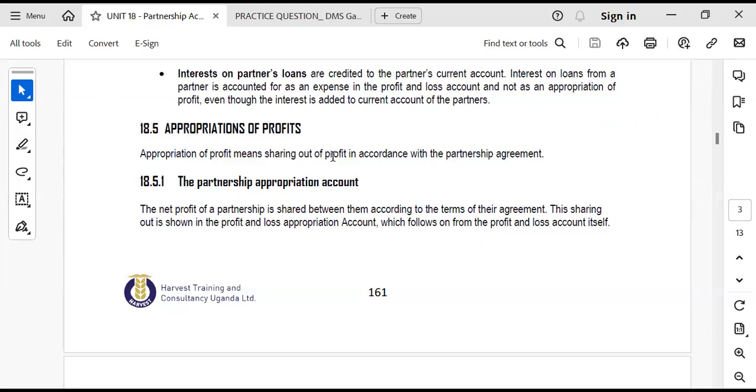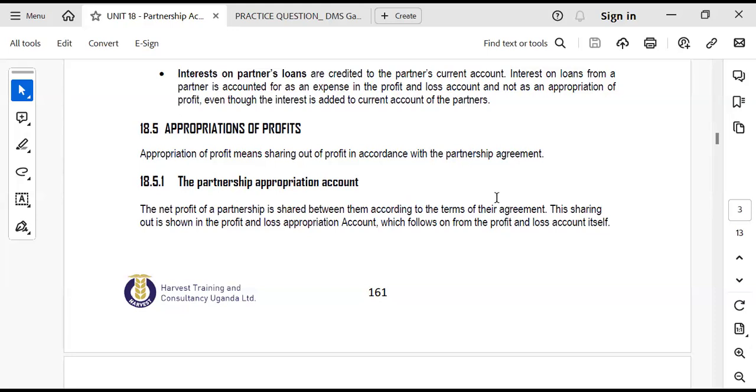So the partnership appropriation account: the net profit of a partnership is shared between them according to the terms of their agreement. Not all the time will we be sharing equally. Like I told you, you may start a business of 50 million and someone brings 5 million. The person who brings 5 million is not going to have the same profit margin as you who brought 45 million. That's just not right. So you will have profit sharing ratios. In the event that you don't have profit sharing ratios, it's extremely rare, but it can be a tricky question.